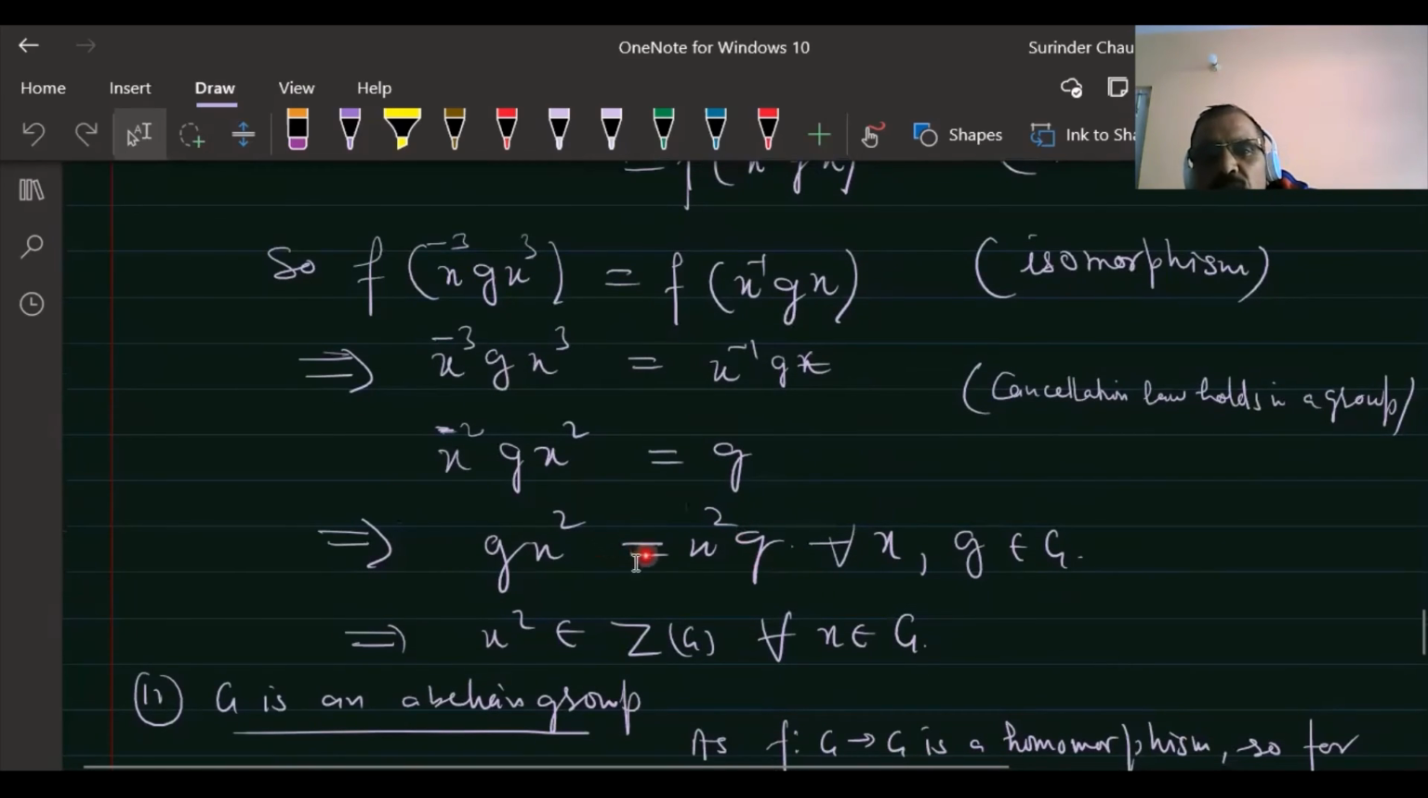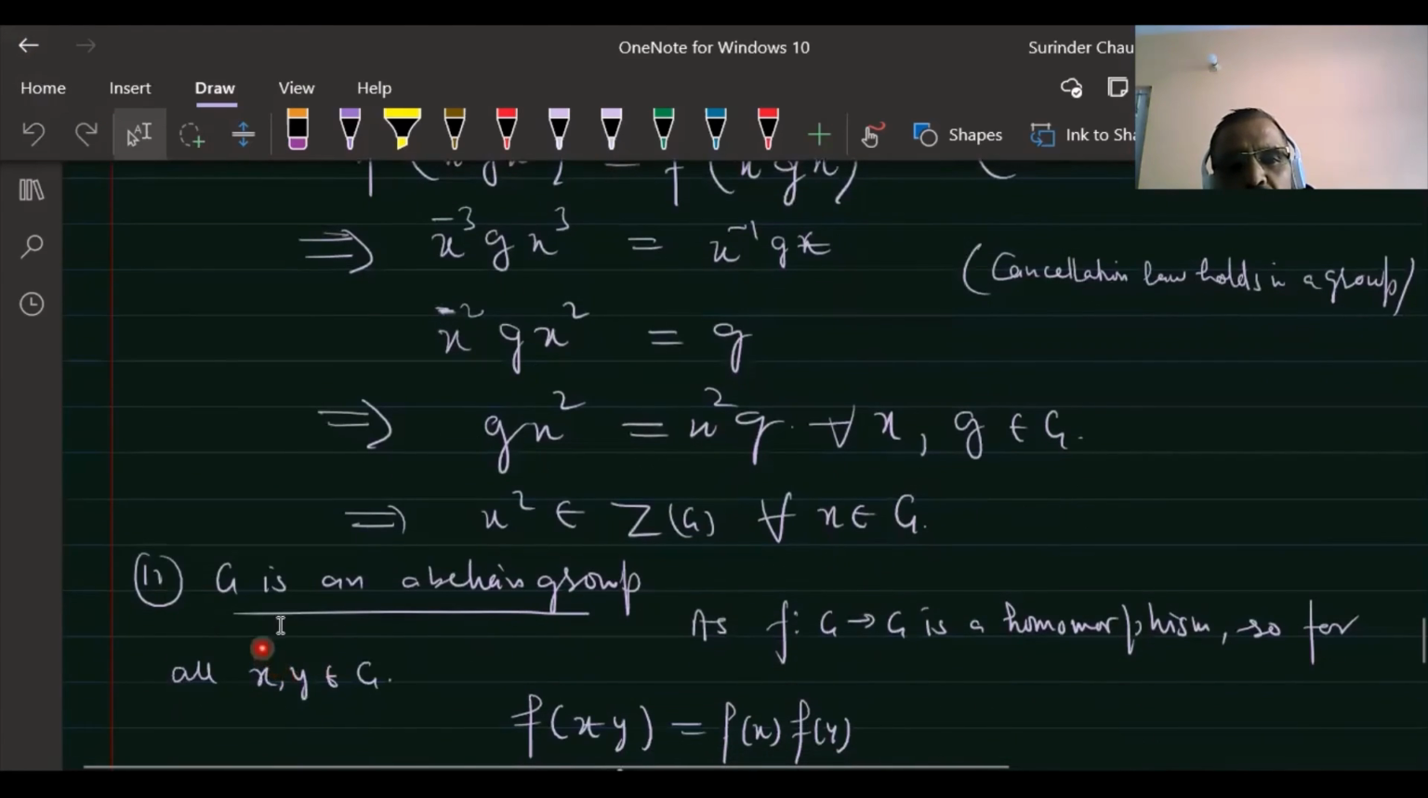This implies, again applying right cancellation by x once and twice again, and this is left cancellation by x, so we got x inverse g x square is equal to xg. Again applying cancellation by x, we got g x square is equal to x square g for all x. This implies x square belongs to Z(G) for all x. First part is over.